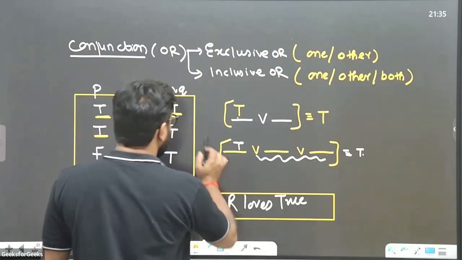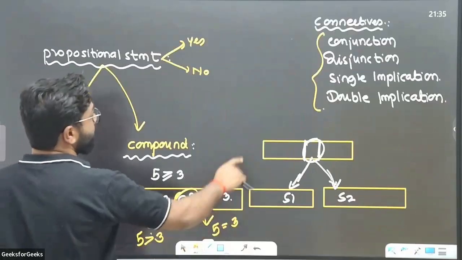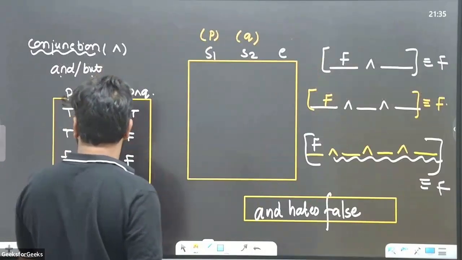Understood, everyone? I think in the main topic I have given conjunction, disjunction. Okay, this is disjunction. Sorry.